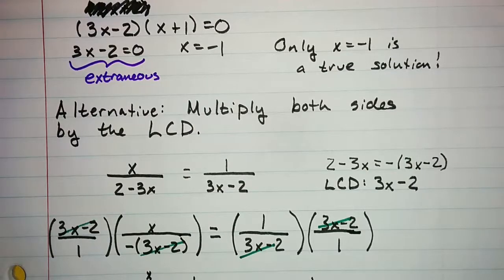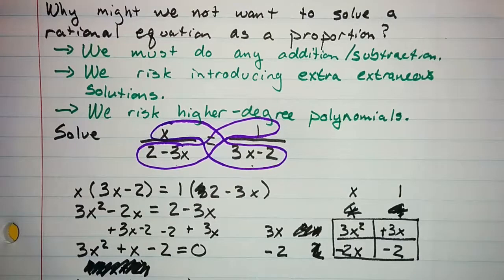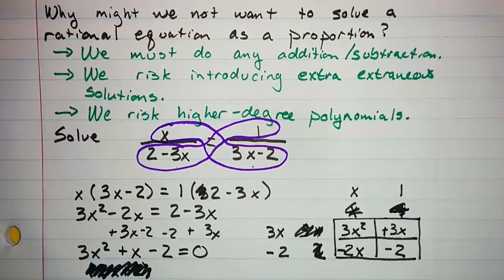The third reason we might not want to cross-multiply: we risk higher degree polynomials. In the next video, we're actually going to break down the process of how to solve a rational equation in this way.